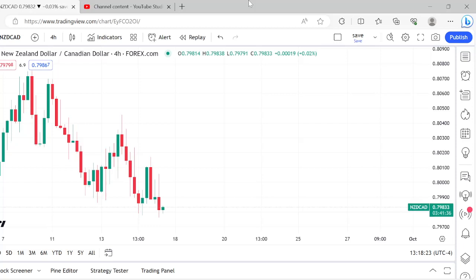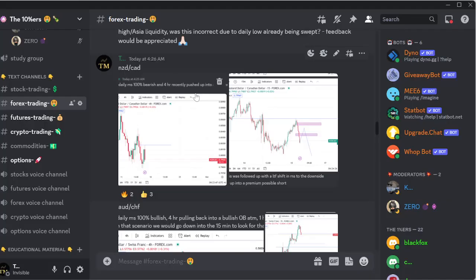I'm going to give you a trade review of this NZD CAD. But first things first, as usual, this trade was called in my free Discord chat beforehand. As you can see, every single day that the market is open, I post my watch list in the Forex trading section. Right here, you can see I posted NZD CAD.